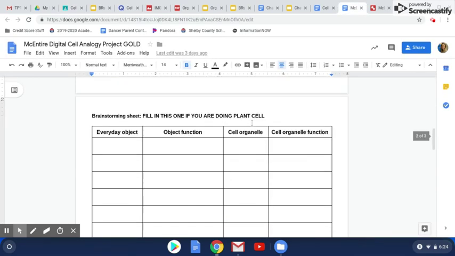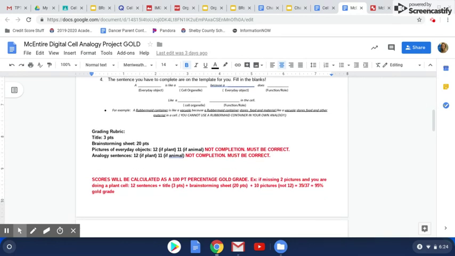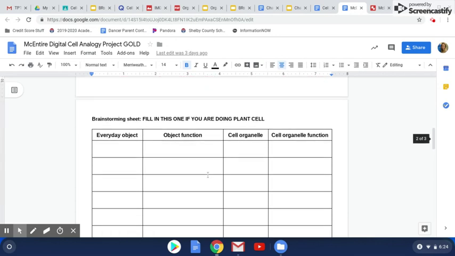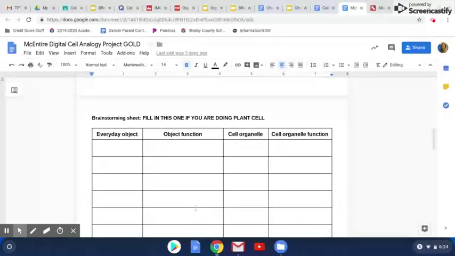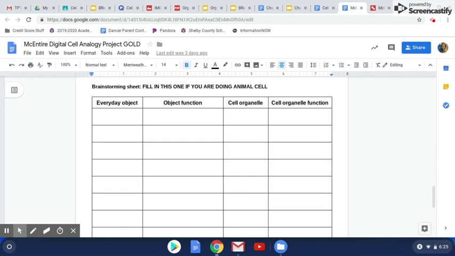And I've had some questions about the sentence structure, and it's found right here. So it tells you exactly what to put in those blanks. And if you need to watch that Tuesday video, it'll explain how. But all this needs to be filled in. If you're doing a plant cell, do that one. If you're doing an animal cell, you're supposed to do this one.